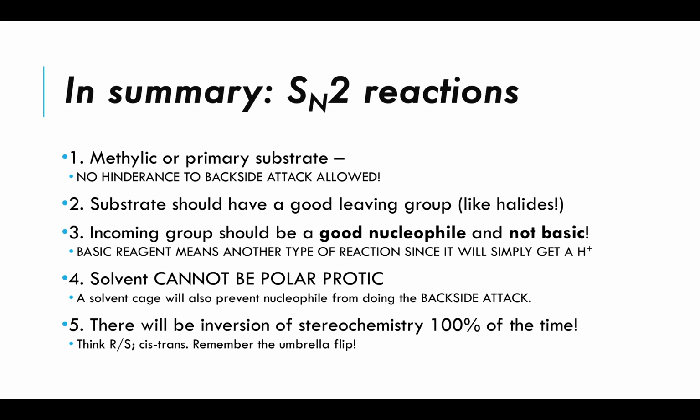So in summary, we have for SN2 reactions, number one, that since they're backside attacks, they cannot be blocked. So they usually happen for either methylic substrates or primary substrates. Another thing is that the substrate should have a good leaving group, let's say like halides. That's why we're taking up halides along with this chapter. Because if the leaving group does not want to leave, then we cannot substitute it.